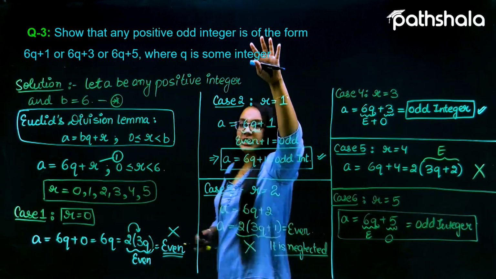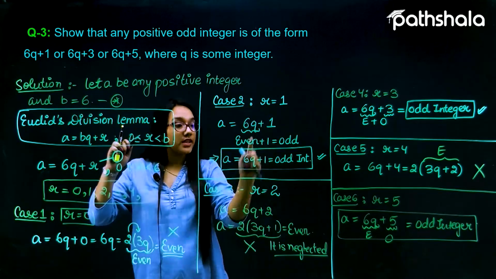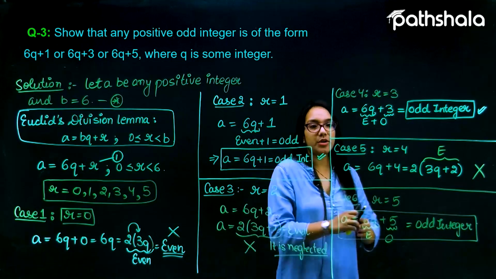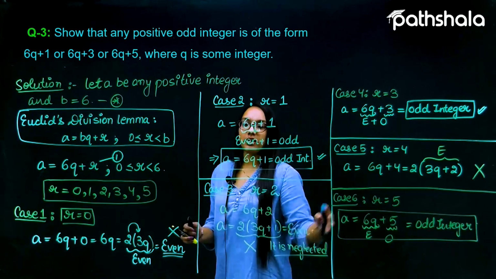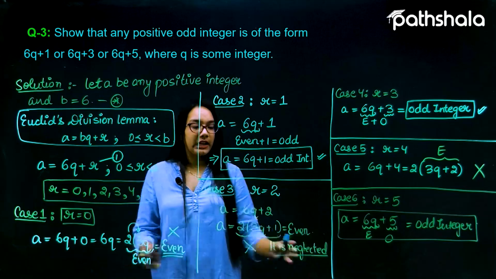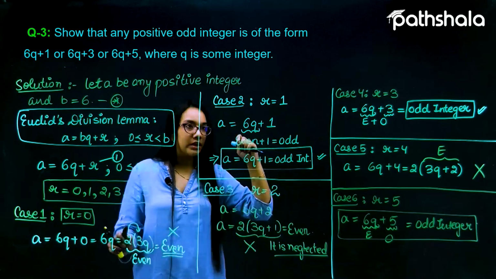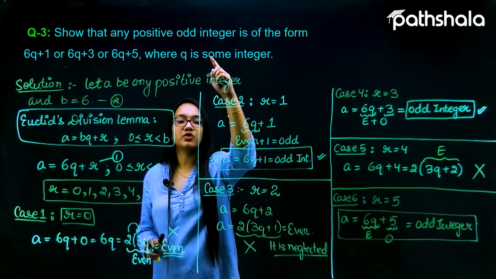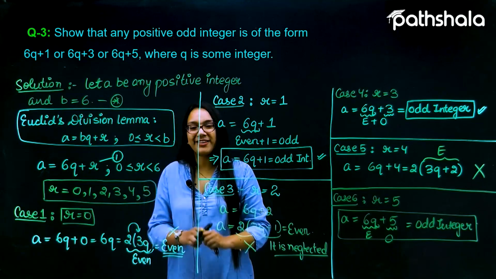So our question says show that any positive odd integer is either of the form 6q plus 1, 6q plus 3, or 6q plus 5. So this is nothing but the solution of this particular question. I hope all the cases are clear to you, why we have neglected the cases for the even ones, and why we have taken the cases for the odd integer, because we just wanted to find the case of an odd integer only. So let's move on further and talk about another interesting question.